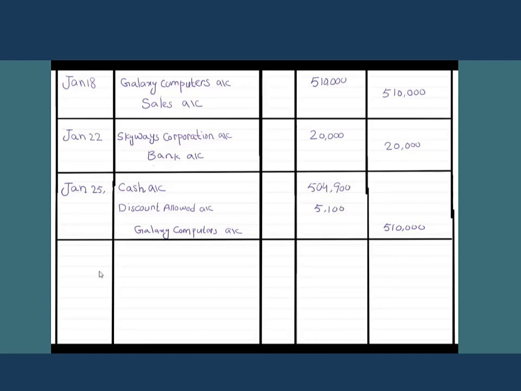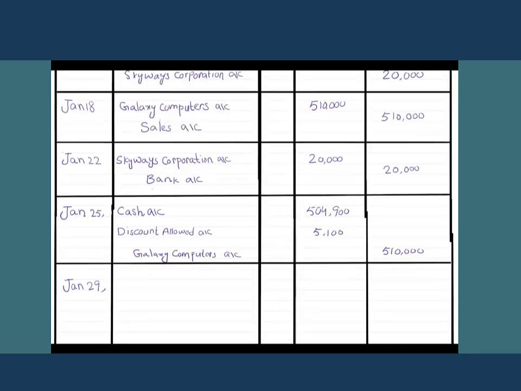So the journal entry would be January 29, High-Tech Computers account is debited by 700,000. Bank account is credited by 686,000, and discount received account is credited by 14,000.